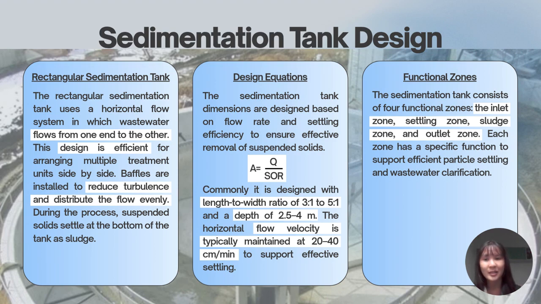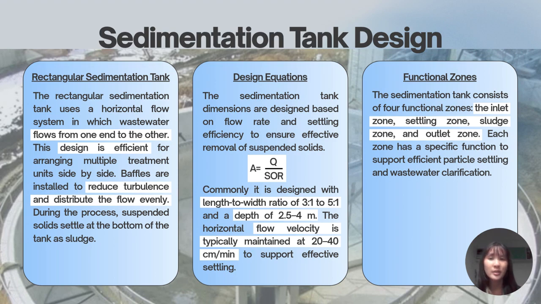The tank design is determined using the surface area equation, which is area equals wastewater flow per surface overflow rate. Commonly, the tank is designed with a length to width ratio of 3 to 1 up to 5 to 1, with a depth of 2.5 to 4 meters, and flow velocity is maintained at 20 to 40 centimeters per minute. The sedimentation tank is divided into four functional zones.